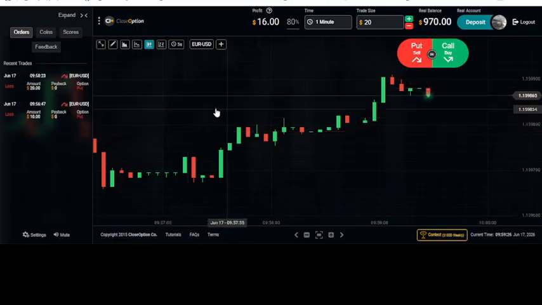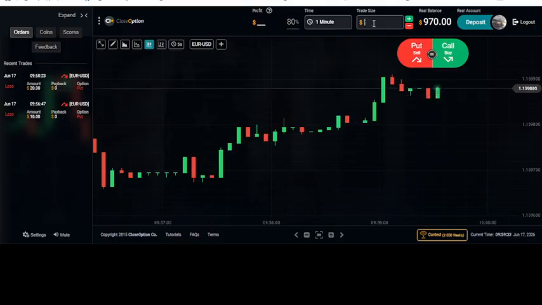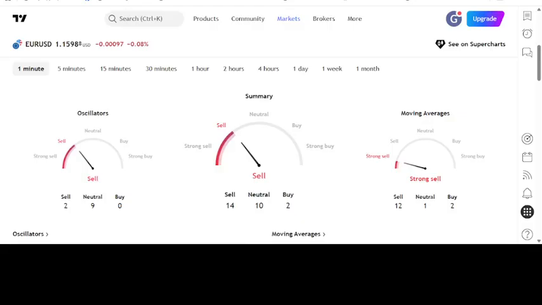Okay, so that trade lost. So I'm going to go ahead and double my trade to $40 in order to help recover these 2 losses here. Let's go back to the technical indicator and see what it's saying here.